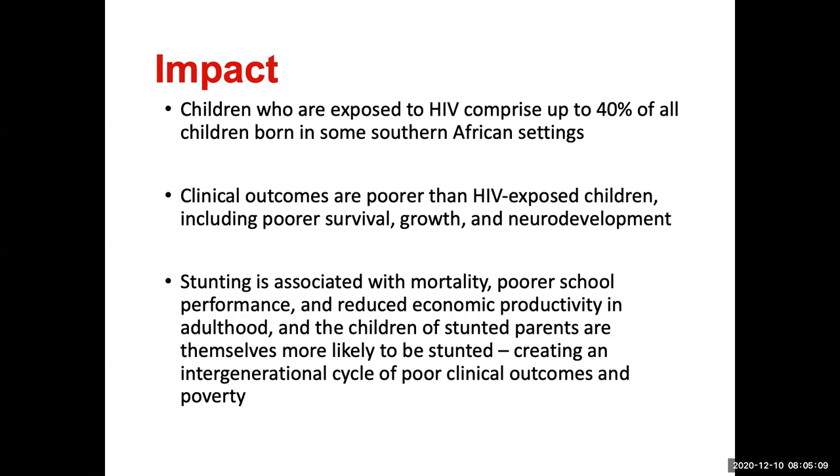We're looking specifically at stunting meaning a small height or small length for age. And we know that stunting itself is associated with mortality, poorer school performance, poorer school attendance, and even reduced economic productivity in adulthood. And there's also this intergenerational cycle whereby children who are stunted go on to become parents of children who are also stunted, increasing the cycle of poor clinical outcomes and, of course, poverty.